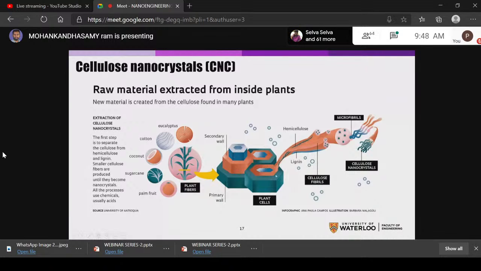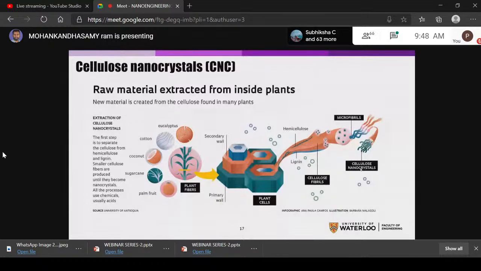At the first step, the plant cells are degraded to form cellulose fibrils. Then again, they are hydrolyzed using sulfuric acid to produce microfibrils, and after acid hydrolysis, we can collect the nano part of the fibers, leaving the amorphous region of the plant fibers. So this way, the cellulose nanocrystals are produced.